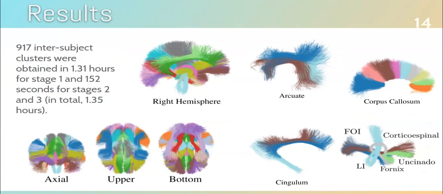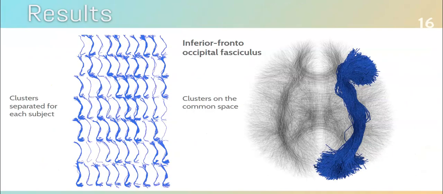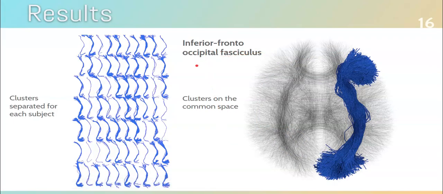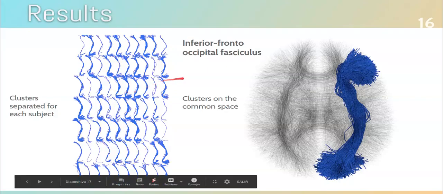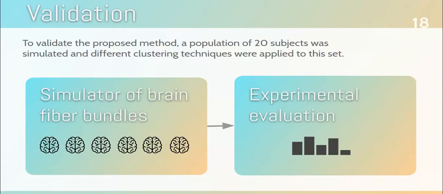917 intersubject clusters were obtained in 1.3 hours for stage 1 and 152 seconds for stages 2 and 3. Here we chose some examples of the obtained clusters with a representativeness of at least 70 out of the 79 subjects. This figure shows on the right an intersubject cluster corresponding to the inferior fronto-occipital fasciculus, and on the left we show the cluster separated for each subject. And here we show another example of a resultant intersubject cluster corresponding to the arcuate fasciculus.